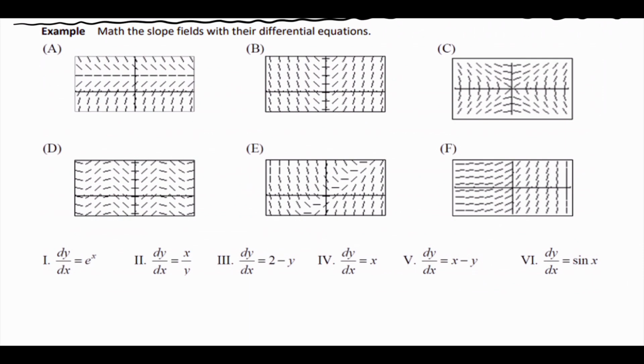Okay, so letter A, like I said, looks like you get a 0 slope everywhere y is 0. So that means if I plug in 2 for y, I should get 0. So which one, 1, 2, 3, 4, 5, or 6, when I plug in 2 for y, will I get 0? Which Roman numeral? 3, yeah. Roman numeral 3. If I plug in 2 for y, I'm going to get 0. It doesn't matter what x is. So 3 and A go together.